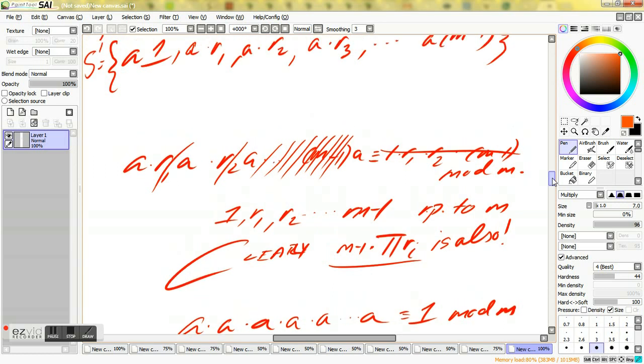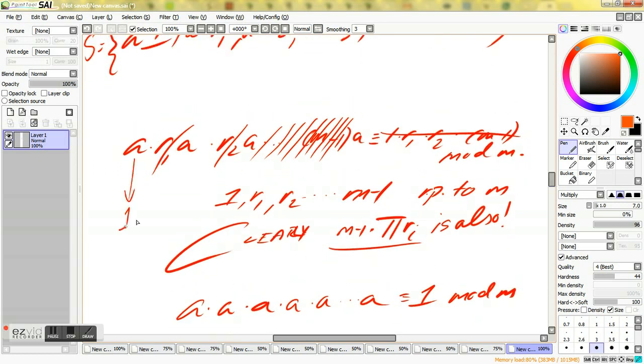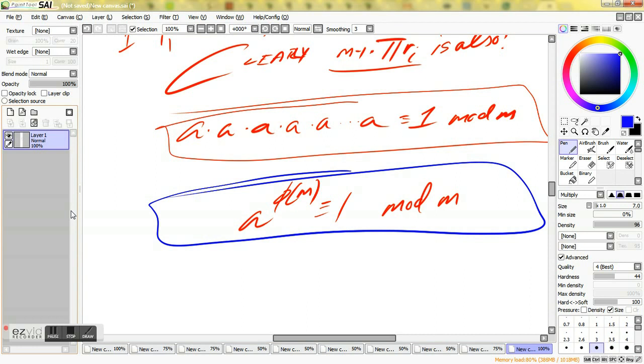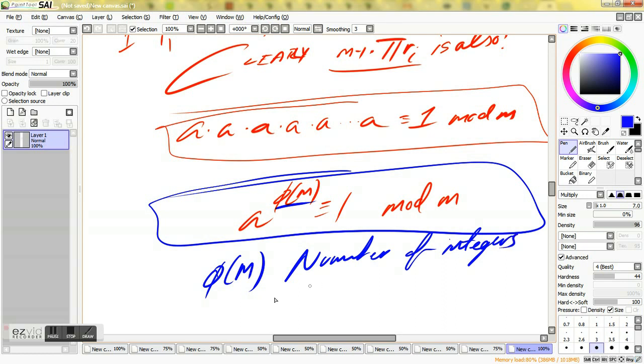What's the exponent of a? And this is given by the phi function, the number of numbers relatively prime to m. Because this can be mapped to 1, this can be mapped to r1, this can be mapped to r2, and so on, until this can be mapped to m minus 1. So this, in effect, is a to the phi of m, where phi of m is the number of numbers relatively prime to m. And just to be clear, phi of m is the number of integers relatively prime to m.